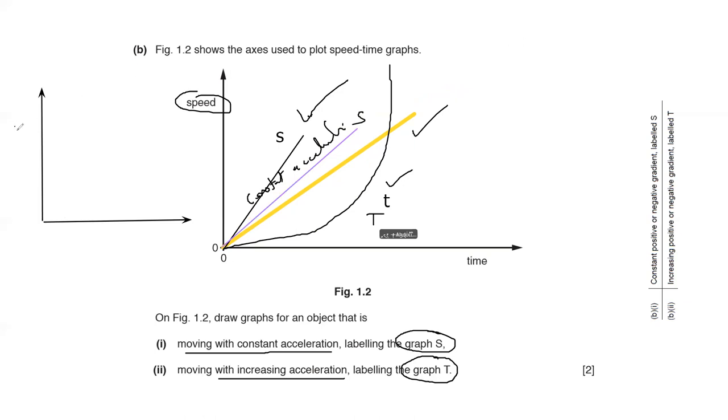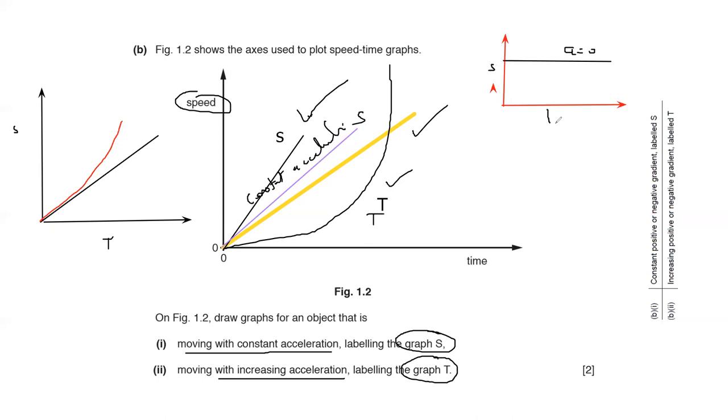So when it's a speed time graph, for constant acceleration it will be a straight line, and for increasing acceleration the slope should increase. If you draw a horizontal line, it shows that the speed is constant or acceleration is zero. That is for speed time graph, because if speed does not change, the acceleration will be zero.